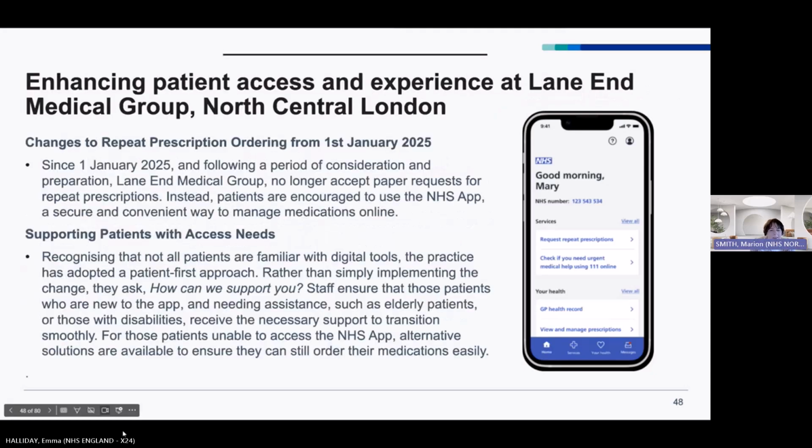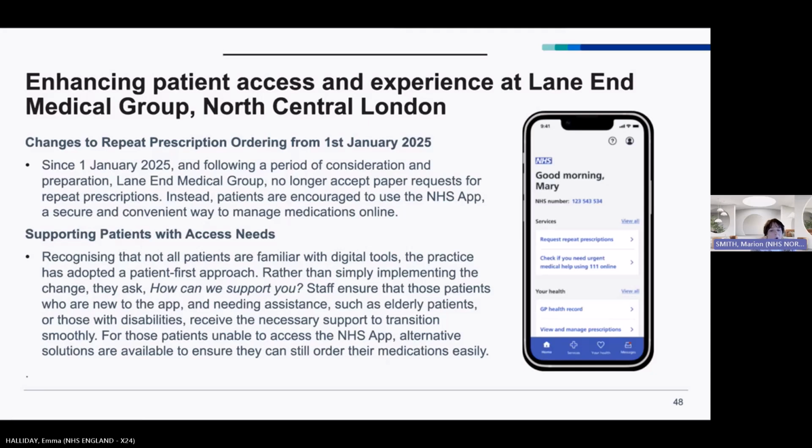So in terms of the actual changes, what's actually happened? Well, since January 2025, so, a couple of months ago, it's not that far ago, and following a period of consideration and preparation, talking to their patients, Lane End Medical Group no longer accept paper requests for repeat prescriptions. Instead, patients are encouraged and supported, key word there, to use the NHS app, which is a secure and convenient way to manage medications online. So that was the first thing.